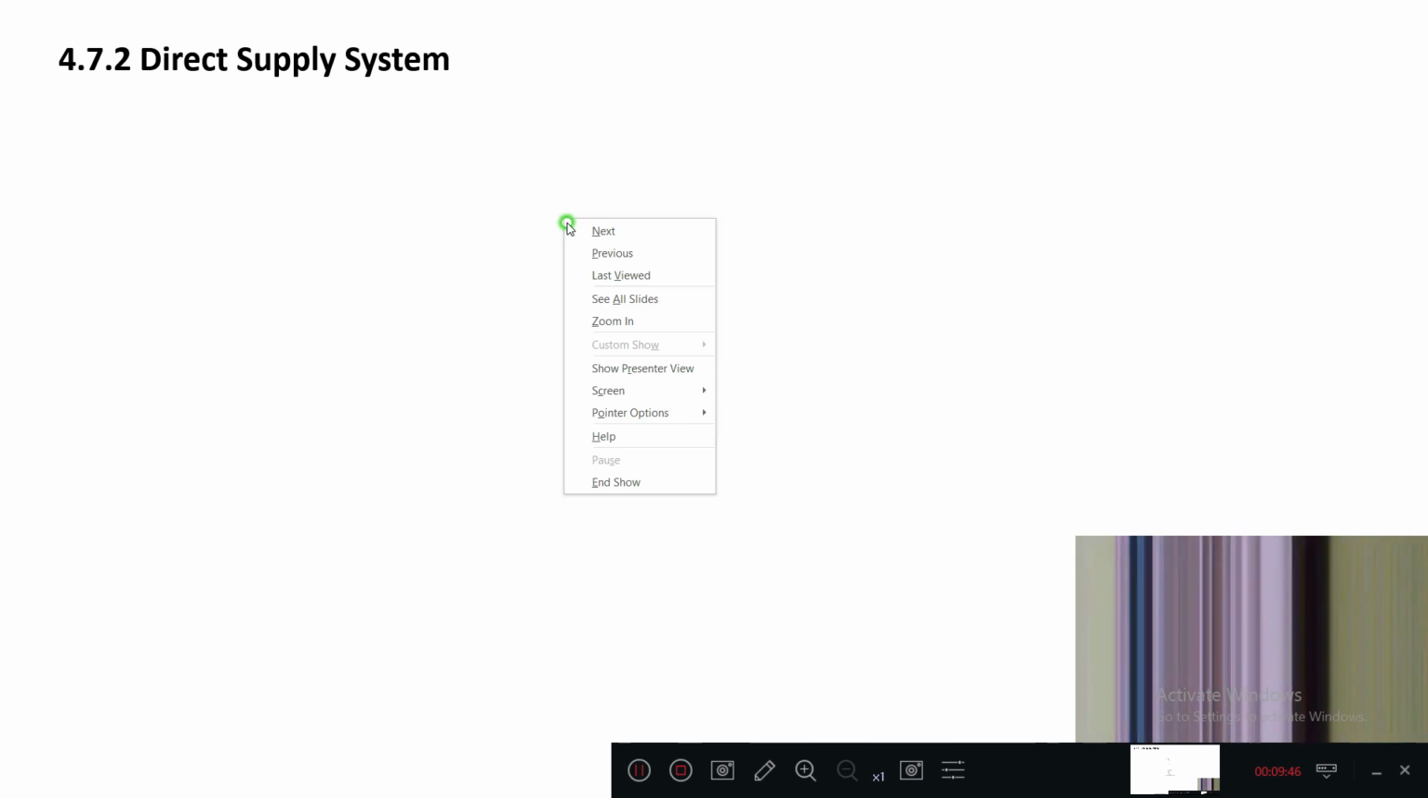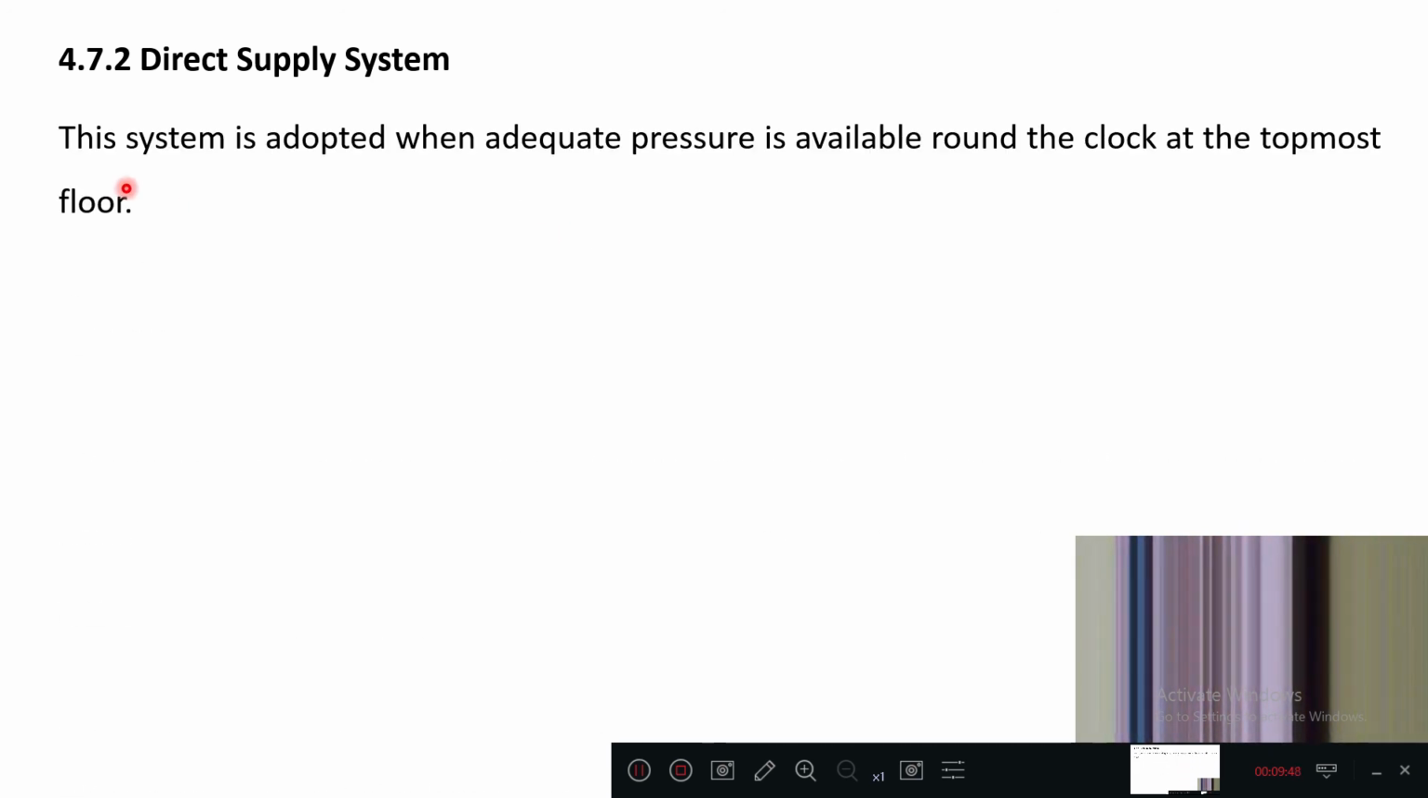In this direct supply system, this system is adopted when adequate pressure is available round the clock at the topmost floor. You understand this one? When pressure is fully adequate around the full 24 hours, then this is used.